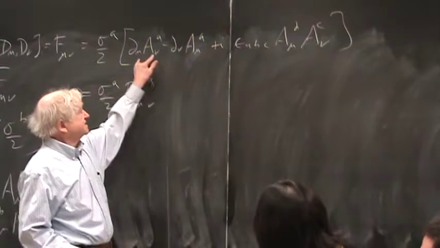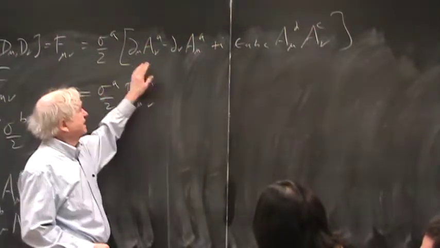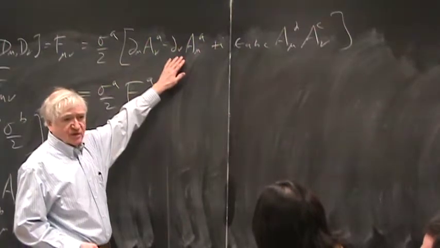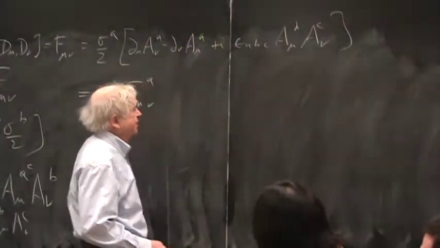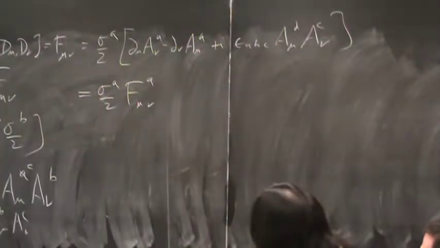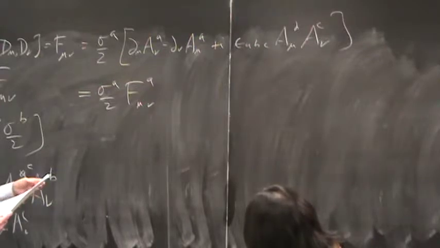If it were just one value for A, this would be F mu nu as in E and M, and there wouldn't be any terms here because this would be zero. And so this is the generalization of F mu nu from electrodynamics to the more general case.